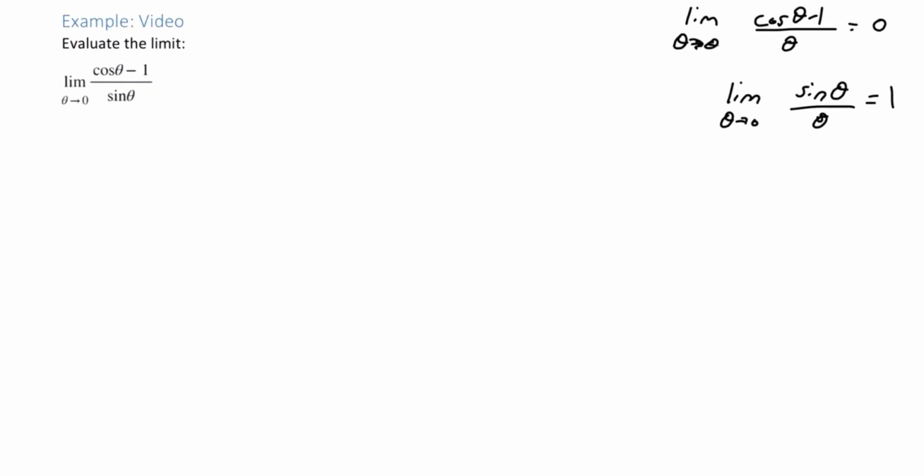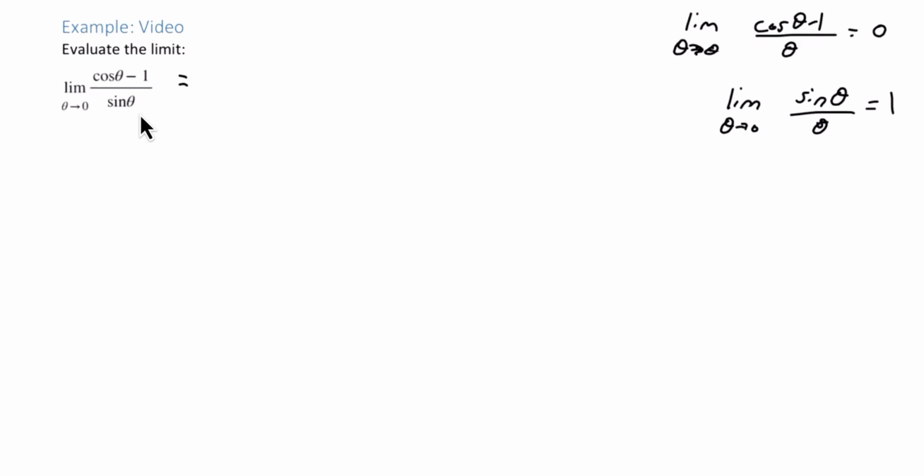In our next example, we're looking at the limit as theta approaches 0 of cosine theta minus 1 over sine theta. Notice that using the cosine theta minus 1 limit, we also need theta in the denominator. Right now, we don't have that in this original limit, so let's force theta to be there. So again, I'm going to copy the original limit.